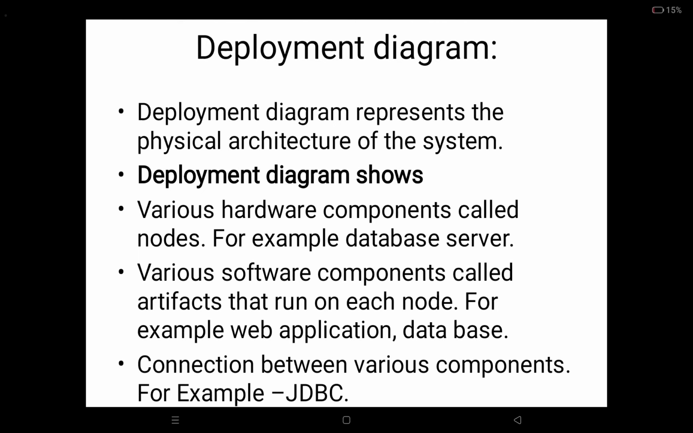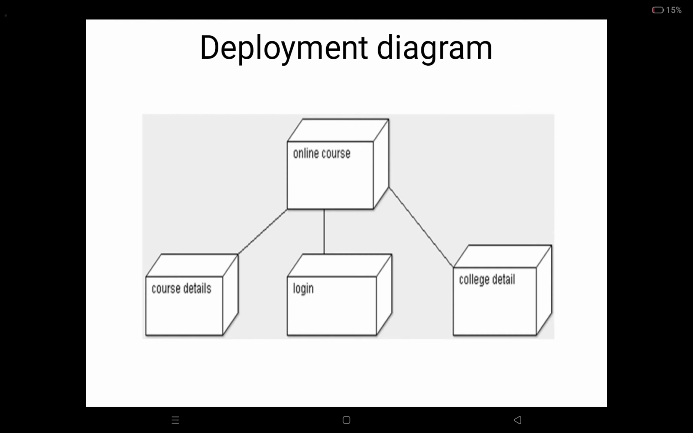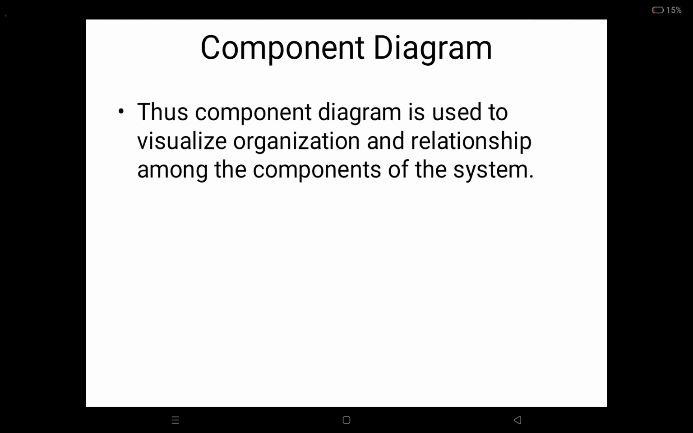Okay, what is the connection between the various components? The connection between the components is called, for example, JDBC. So the deployment diagram completely shows the physical architecture of the system. What are the various hardware components? What are the various software components? What is the connection between the components? So this is the example of a deployment diagram.